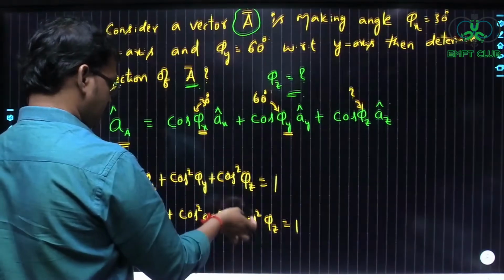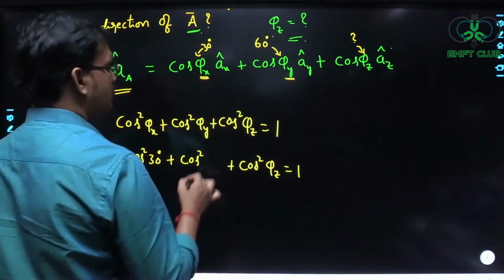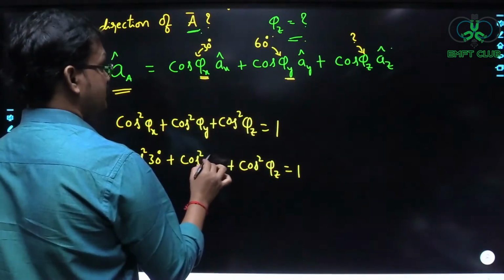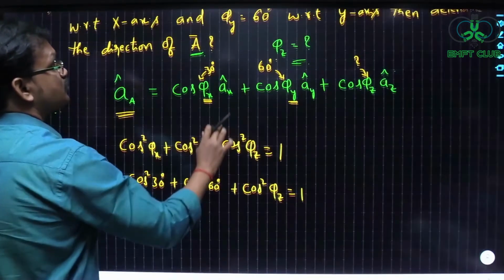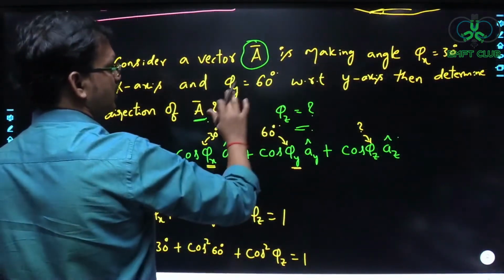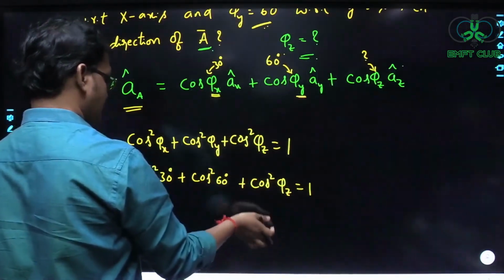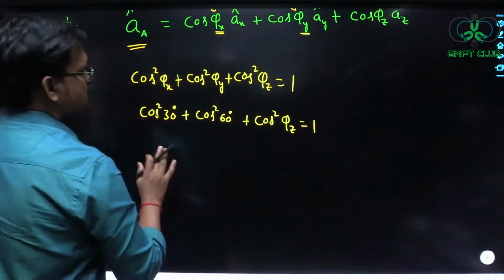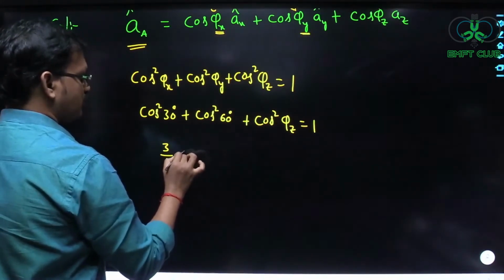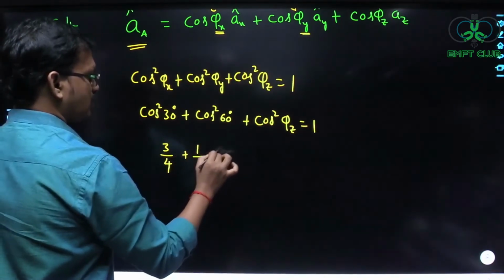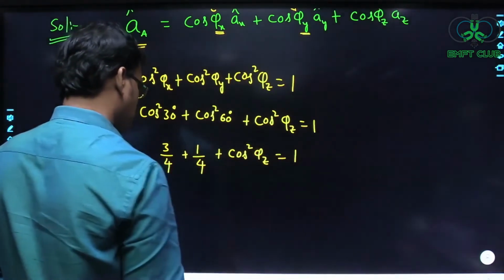Okay, so in that case phi y is 60 degrees. So change the angle here, consider phi y equal to 60 degrees and phi x equal to 30 degrees. So cos square 30 plus cos square 60, that is 3 by 4 plus 1 by 4, plus cos square phi z is equal to 1.